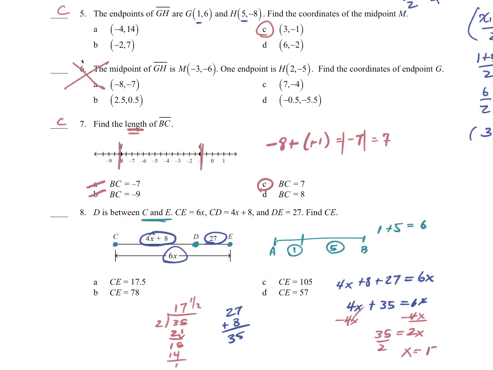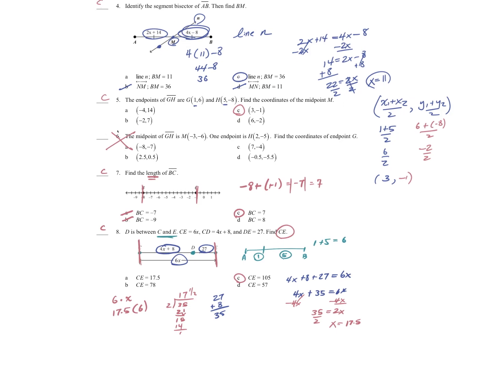So x is 17.5. Now they want us to find CE. So CE goes from here to here. So I'm going to do 6 times x, but x is 17.5. So 17.5 times 6, and that should give me 105. So that's 105. So we get C for that one.